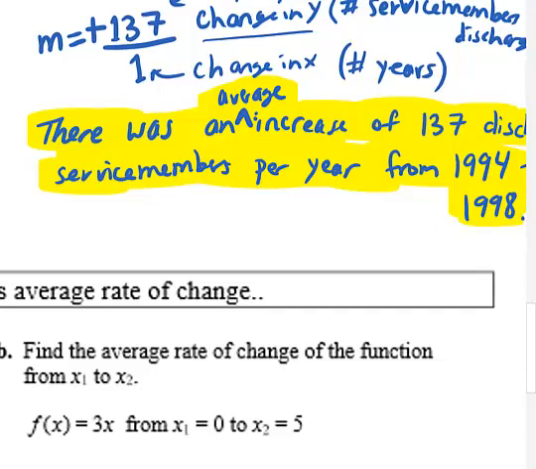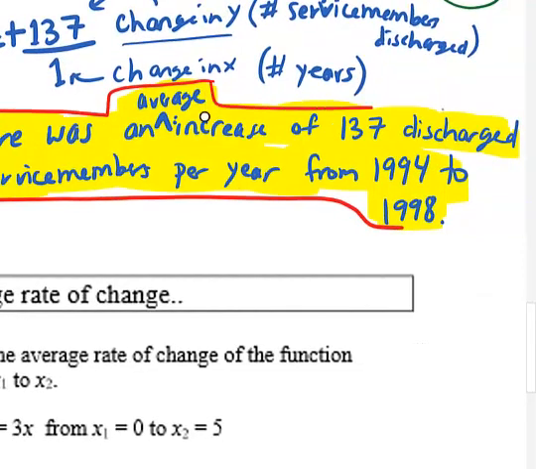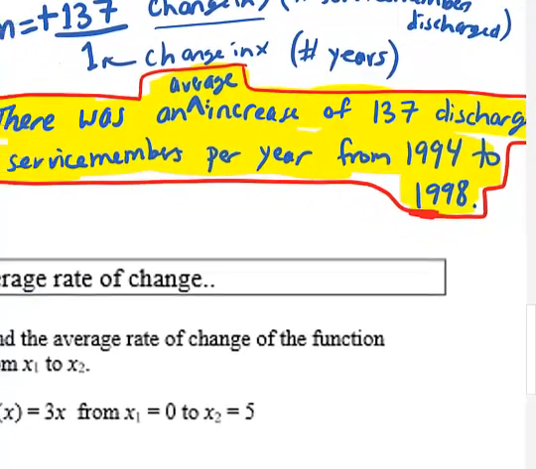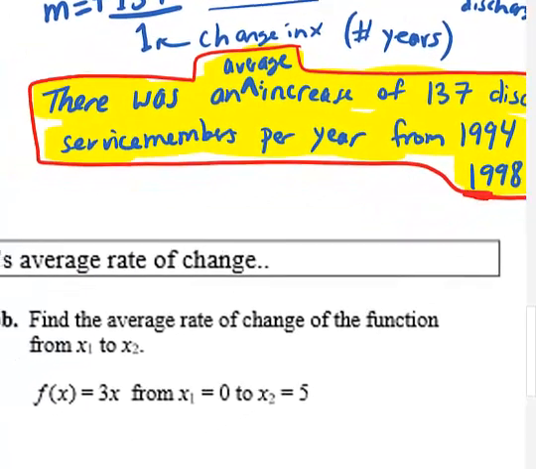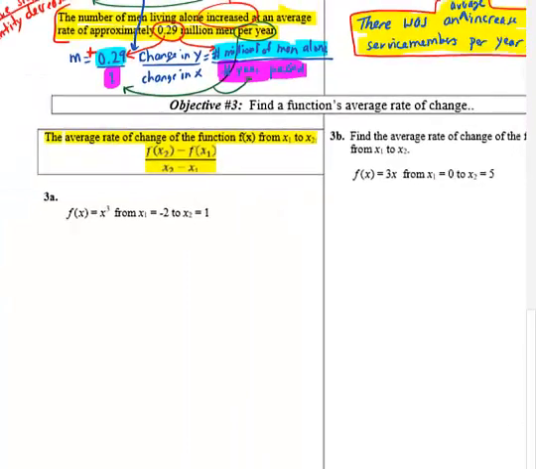So it's probably more correct. If I didn't see the word average, I wouldn't mark anybody down points, but just to be safe, because we don't really know exactly all the numbers. I don't know how many people were discharged every single year between 1994 and 1998, so I can't really say it was exactly 137. Ugh, so those are tough. I always thought, but maybe you don't think they're that tough.